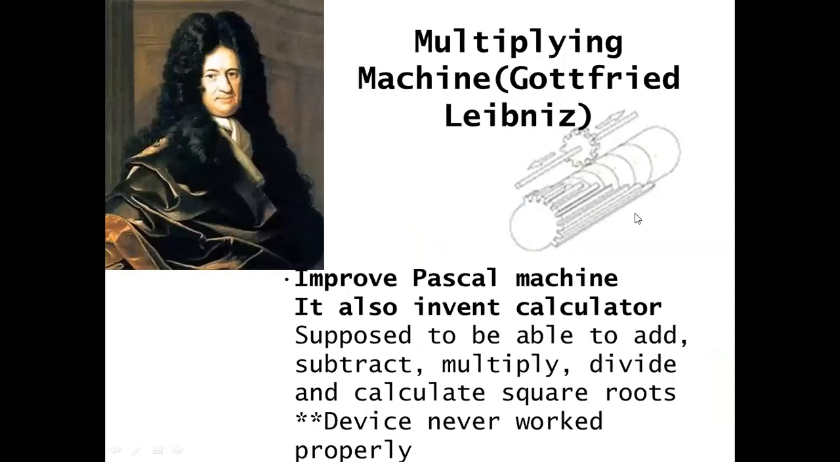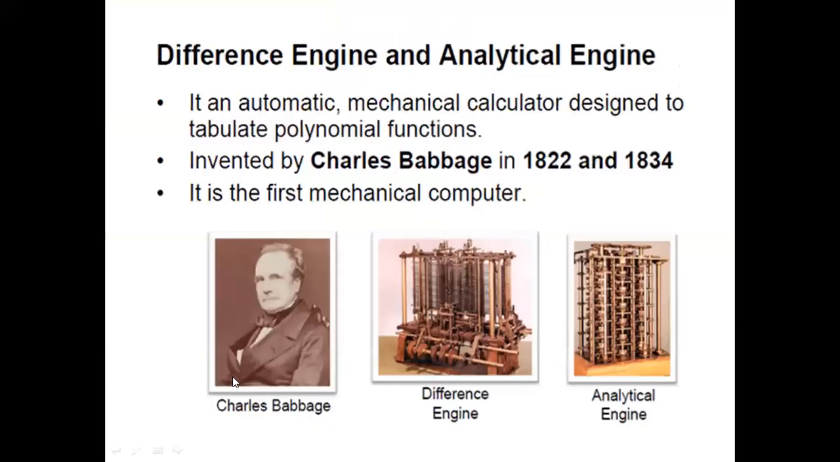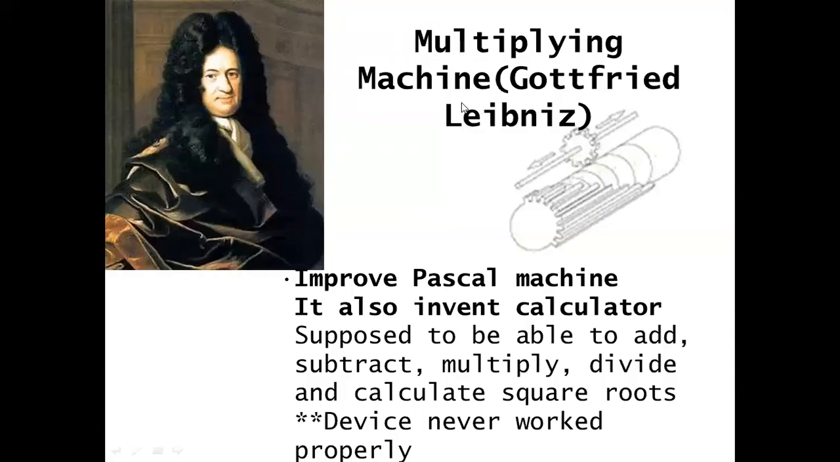Then we have a multiplying machine. Gottfried Leibniz improved the Pascal machine. It looks like this. It is the improved version of the Pascal machine. The problems that we faced in the Pascal machine were overcome there. As we have seen in the last slide, that machine is only for addition, not for multiplication. Then we invented a new machine that is called the multiplying machine. It is capable of doing multiplication also. This is the person who invented it, and it looks like this.